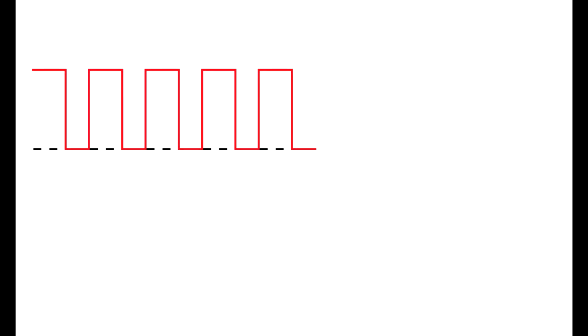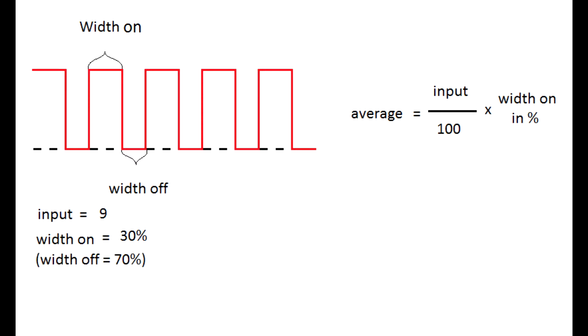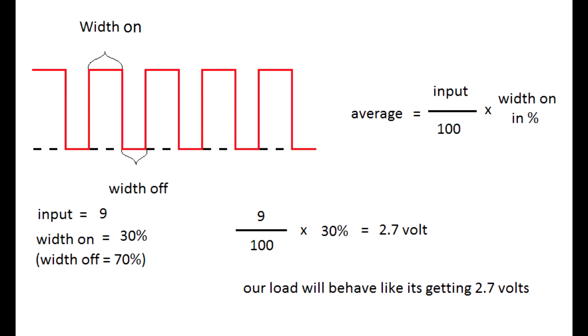The width of each pulse on and each pulse off will determine the average voltage. Just take your input voltage, divide it by 100 and multiply the width in percentage it is turned on. So if I have a 9 volt input and the width of the duty cycle is 30% on and so it is 70% off, my average voltage will be 2.7. So our load will behave like it's getting 2.7 volts.